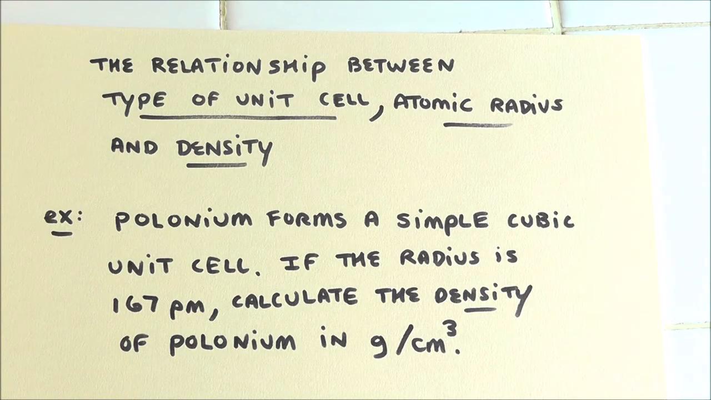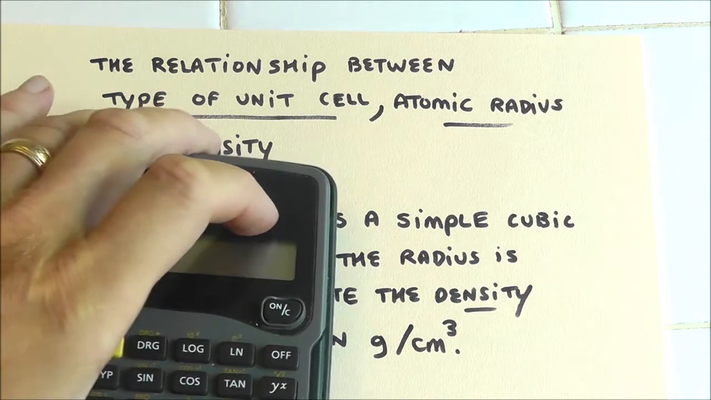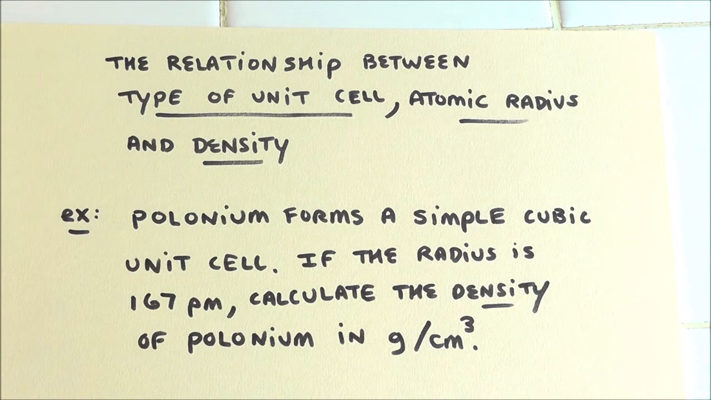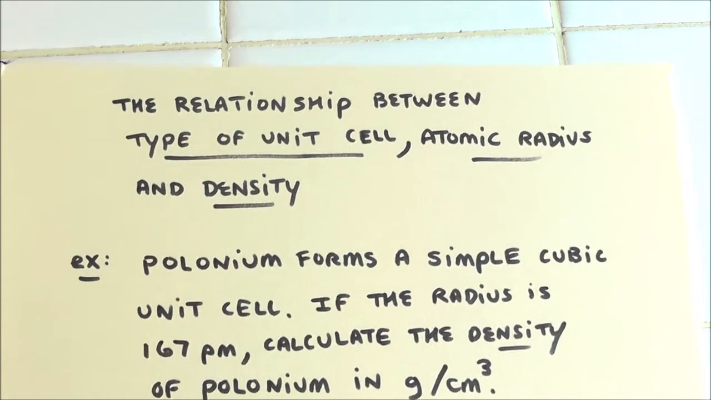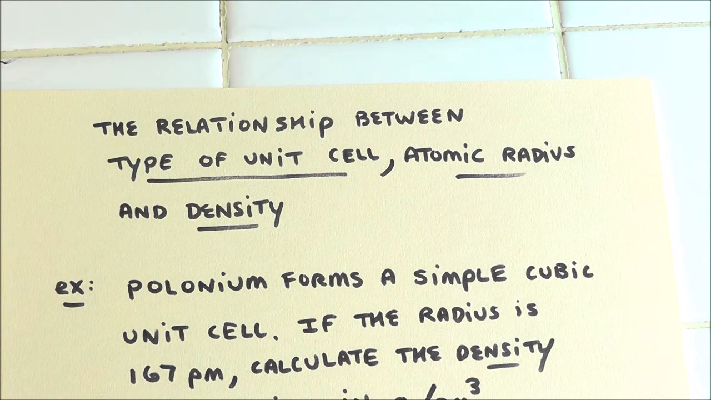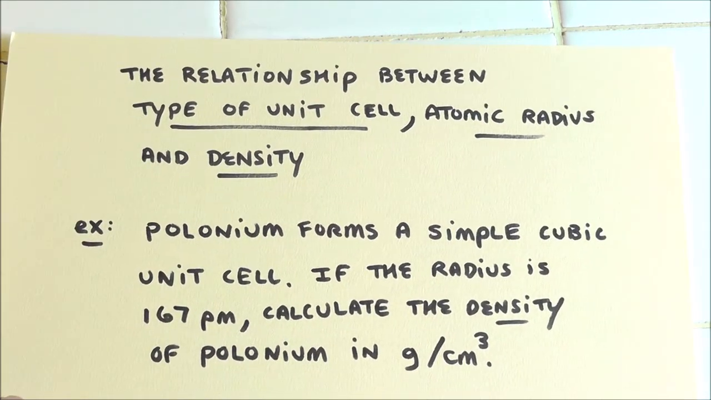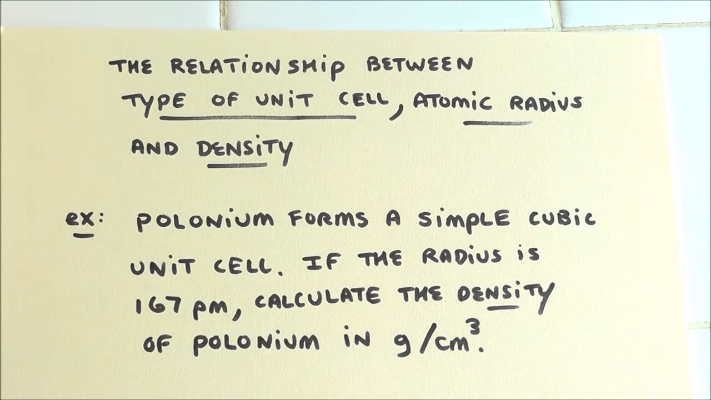Alrighty. I've sheltered you from mathematics thus far, but we're going to have to whip one out. Go grab yourself your scientific calculator. And let's think about this. This is how we can relate density, which is easy to measure. You could take a piece of polonium. Well, polonium is very obscure, and I'm starting out with an obscure one because it's going to be a simple cubic unit cell.